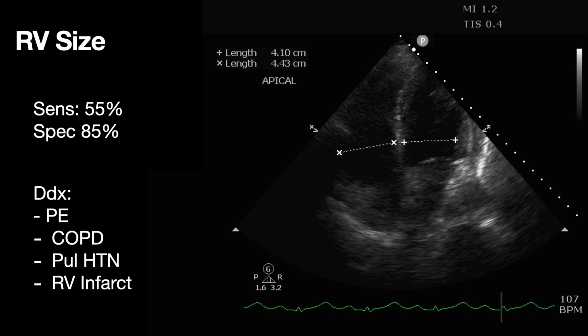This is a patient who has increased RV size. So the ratio here is clearly greater than 1:1. It's a little over 1:1. And it represents a differential diagnosis that includes PE, COPD, pulmonary hypertension, RV infarcts, things like that. So it's a great view for that.